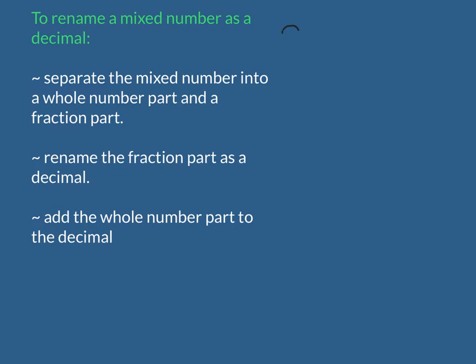So our example is 9 1/16. And we need to rename that as a decimal. So we first separate it into a whole number part, which is our 9, plus that fraction part, 1/16. Now we need to rename the fraction part as a decimal. So we will divide the numerator by the denominator, which is 16. I'm going to put a couple zeros out here.